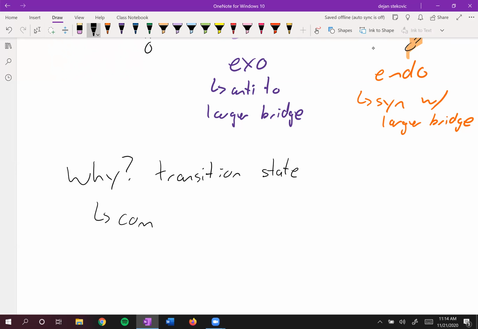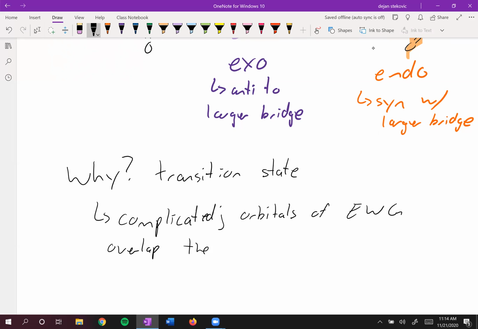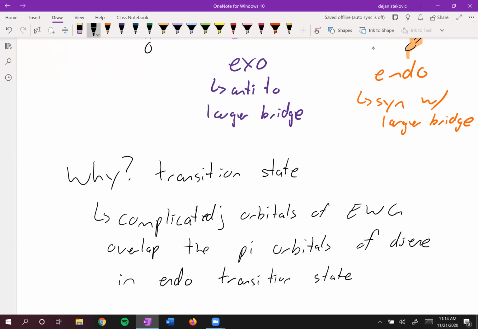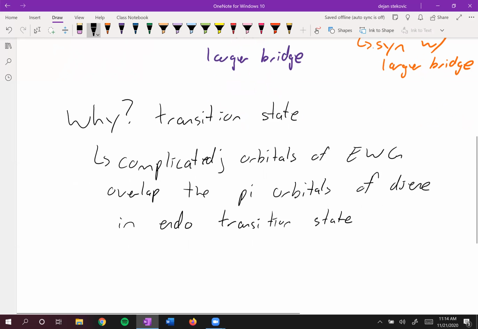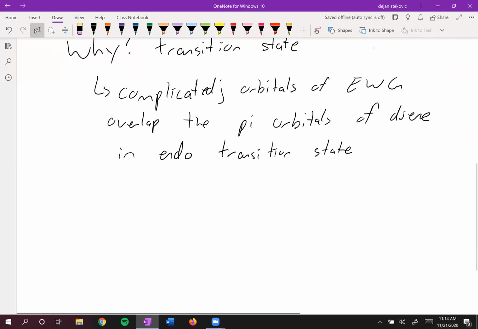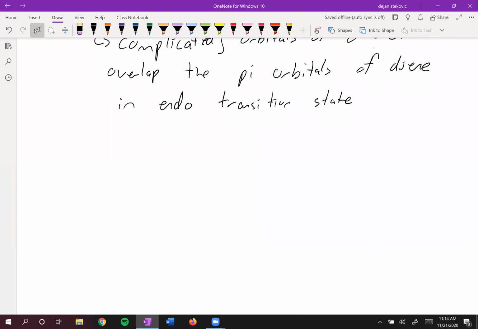And the overall reasoning here is that it gets complicated, but basically the orbitals of the electron withdrawing group overlap the pi orbitals of the diene in the endo transition state. And so this overlap of these electron withdrawing groups and the diene makes the transition state lower in energy, which causes this to be the major product.